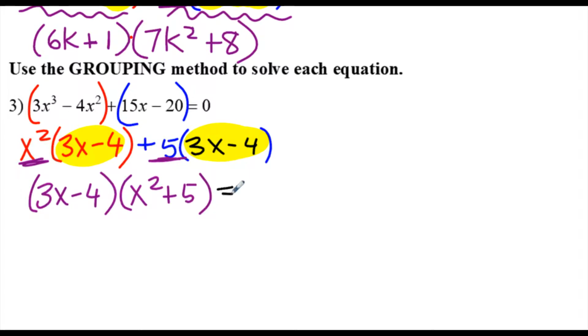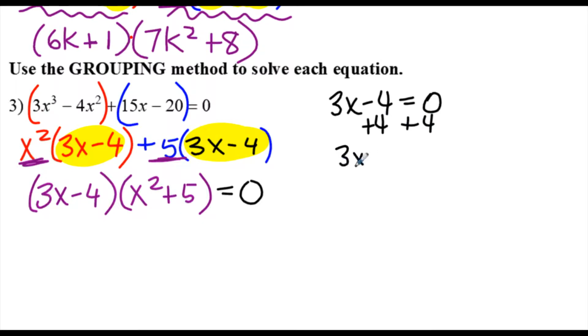So what we've done so far is factored. We haven't solved, okay? Solving is finding the zeros, and so we've done this a lot of times before. You look for what's going to make each of those things equal to 0. 3x minus 4 equals 0. You might be able to do this in your head, but if you can't, you're just trying to isolate the variable. Add 4 and divide by 3. You get x equals 4/3.